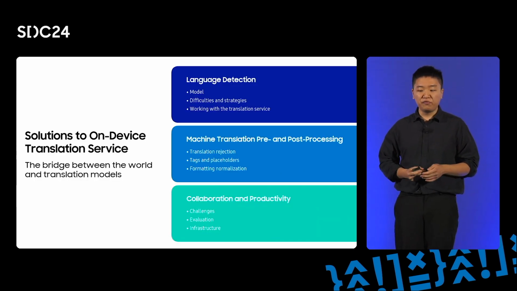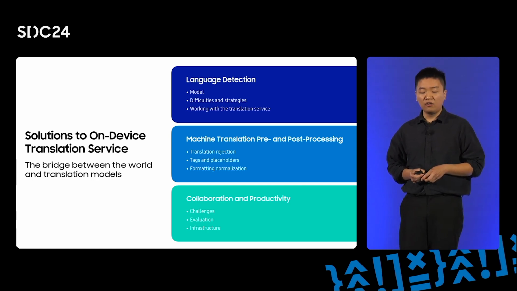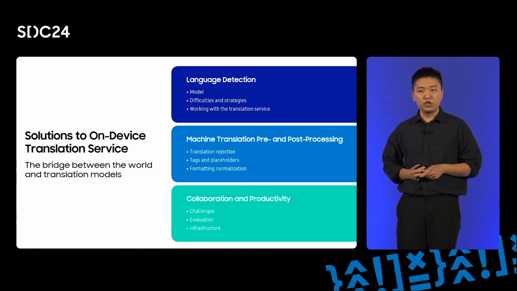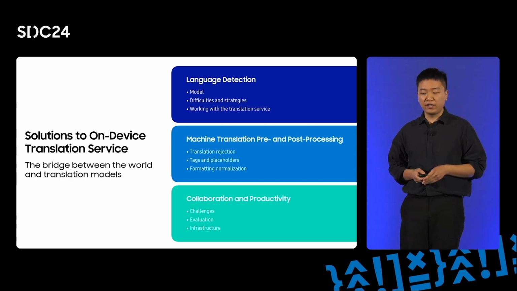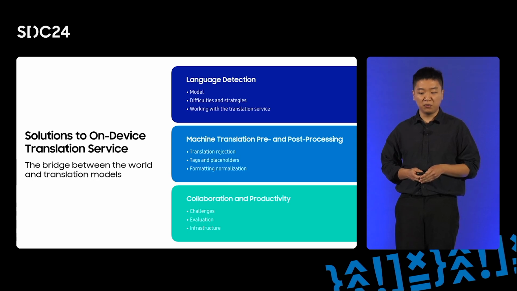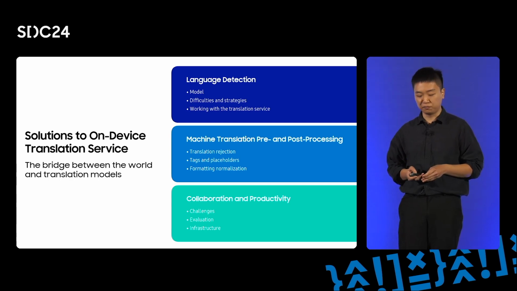From our previous slides, we can see that AI models play a critical role within the on-device translation service. However, to deliver such fabulous models to the real world and push the translation quality to its limit, additional solutions are also necessary. Therefore, I would say a solution is the bridge between the real world and the translation models. In the following section, I'll introduce our language detection module, the pre-processing and post-processing of the translation module, and our strategies for the development of its infrastructure.